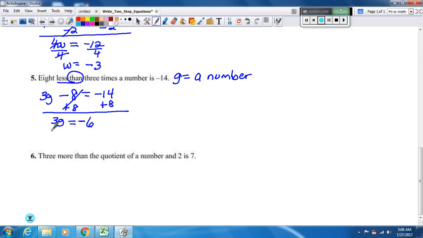This is 3 times G. The opposite of times is divide. So divide both sides by 3. Negative on the top, but no negative on the bottom to cancel it out, so it stays negative. 6 divided by 3 is 2. G equals negative 2.